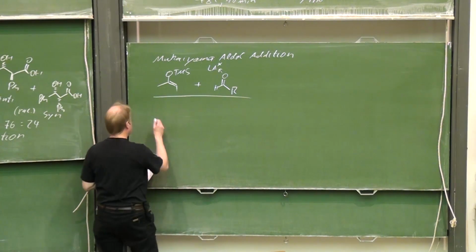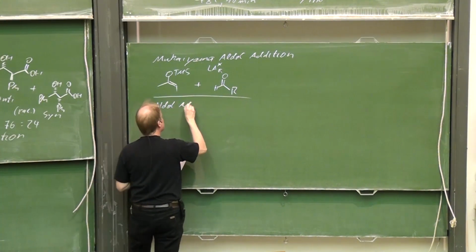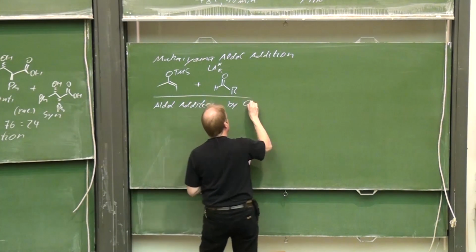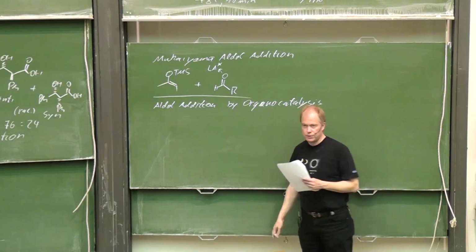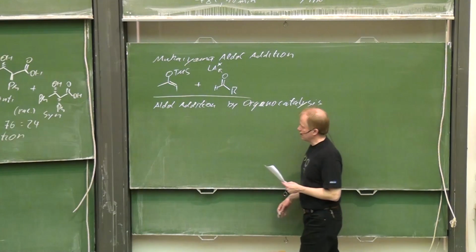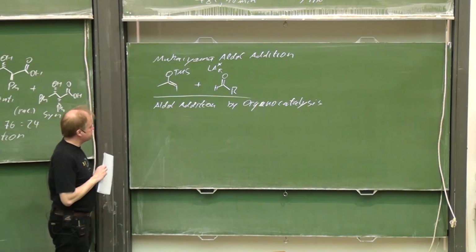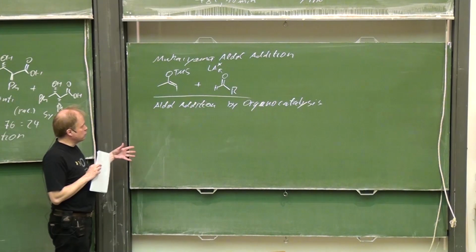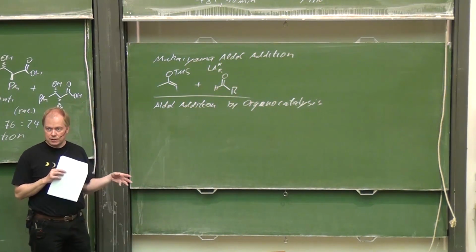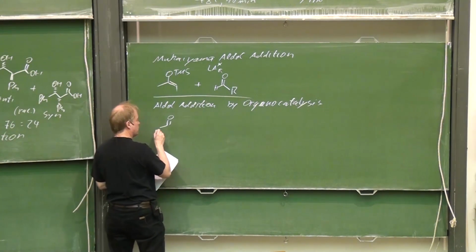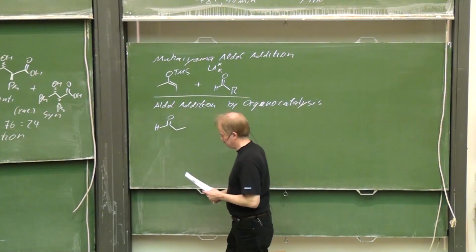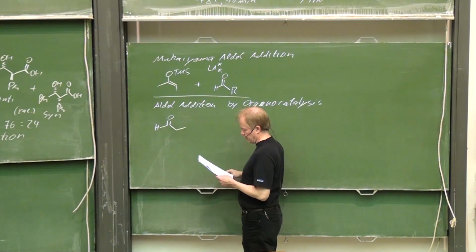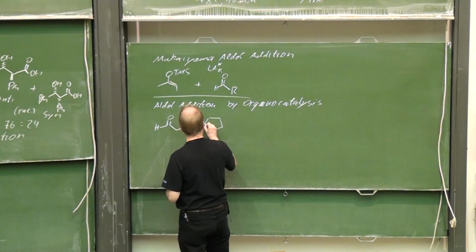Then a special case is aldol addition by organocatalysis. This has, per definition, nothing to do with stoichiometric organometallics, but we have to have a closer look at competing systems, competing with organometallics. So, what can we achieve with organocatalysis? Catalysis with small organic molecules. Let's take propionic aldehyde and the most typical organocatalyst, proline.